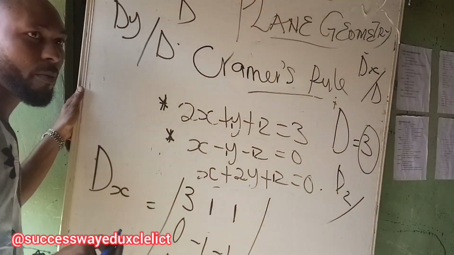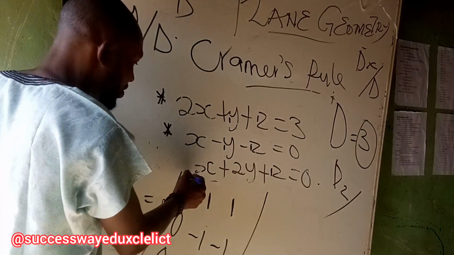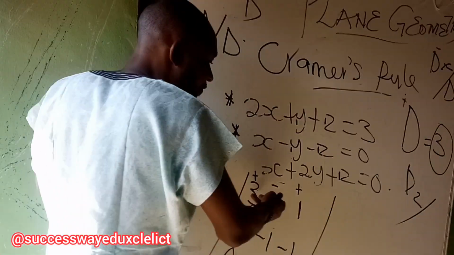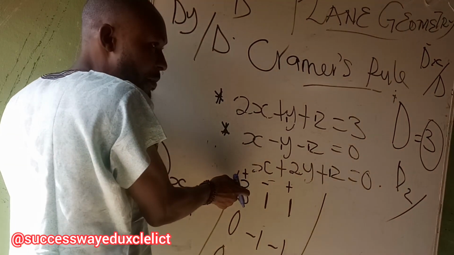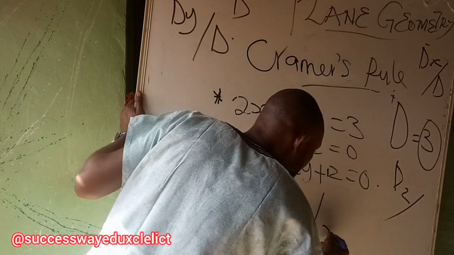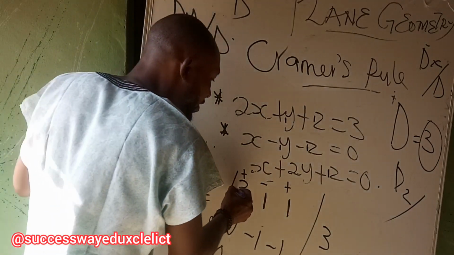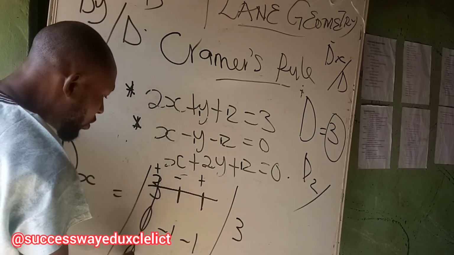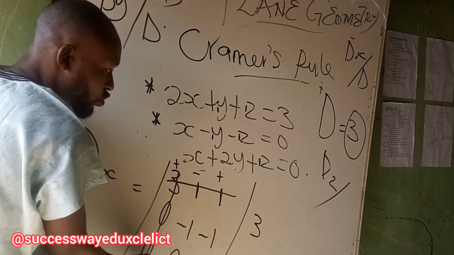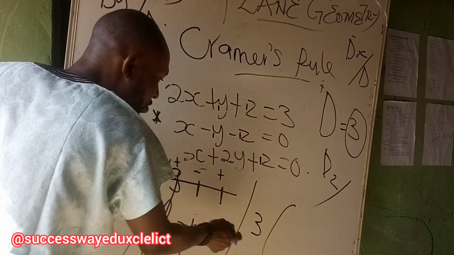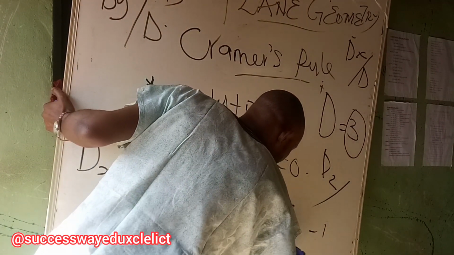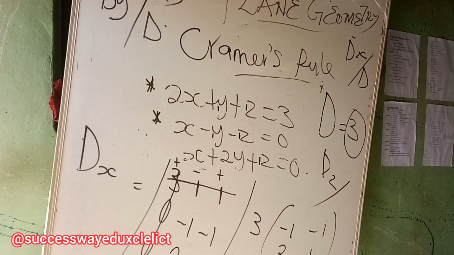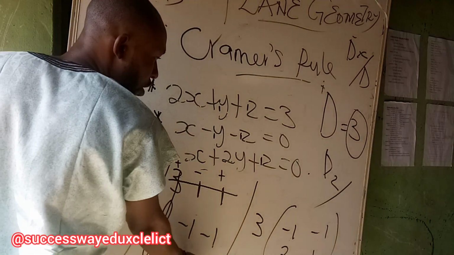From here, I can look for my determinant. Take note of the sign: positive, negative, positive. With respect to the first row, I'm going to pick the first element of the first row. That is 3. Then what next? I'll get rid of the row, or the column rather, that element 3 belongs to. What is left is known as my minor. That is -1, -1, 2, and 1.